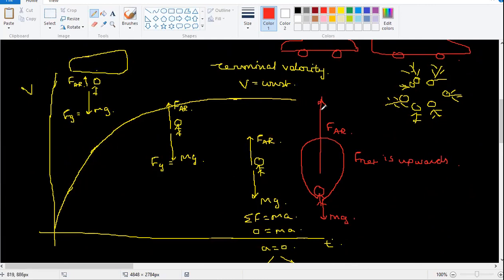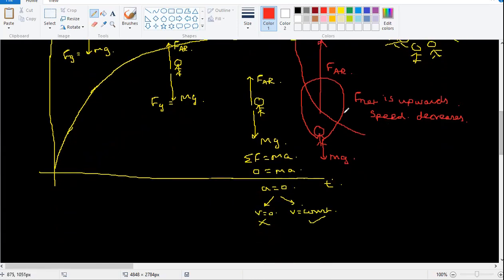So that means the speed will decrease, but still you are going to fall down. You are not going to go upwards. Speed decreases. So that means the curve will go something like this. Unfortunately, I'm drawing it like this. If you want to, you have to draw it. You can draw a dotted line or something.